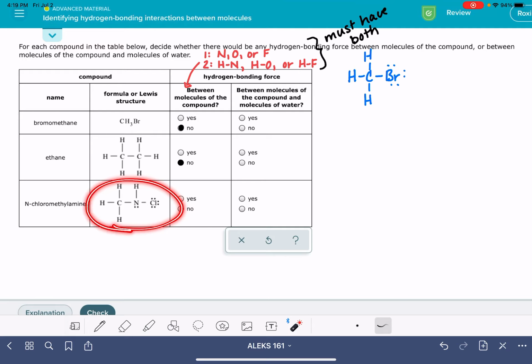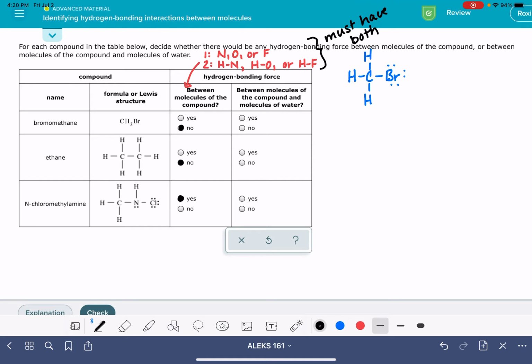And then here's our last one, N-chloromethylamine. In order for this molecule to hydrogen bond with an identical molecule, it needs a nitrogen, oxygen, or fluorine, and we have it. So we have one of the 2 criteria. Now let's look and see if we can find something from this list. Do we have a hydrogen on a nitrogen, a hydrogen on an oxygen, or a hydrogen on a fluorine? We have this hydrogen right here on the nitrogen. So this molecule meets both criteria. It has the nitrogen, and then it also has a hydrogen on that nitrogen, so we're going to say yes.